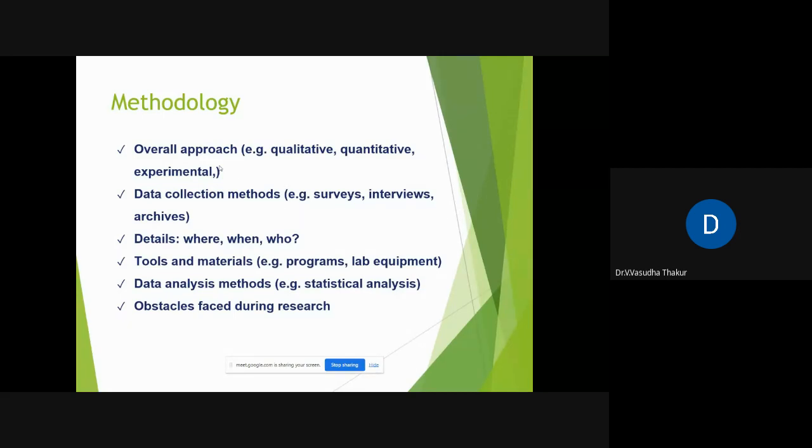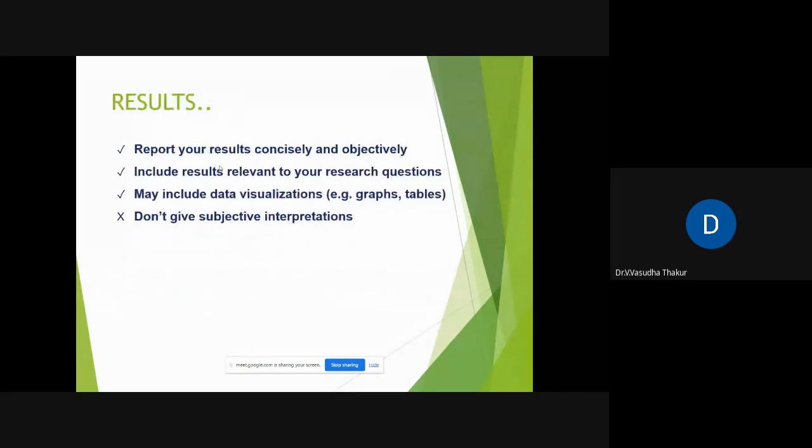And while narrating, ensure that these contents are available: approach, method details, tools, analysis methods, and obstacles, challenges also. So this is your methodology pages, and then followed by results.